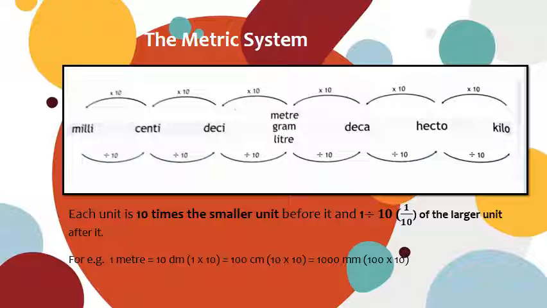In the same way, 1 meter is equal to 10 multiplied by 10, that is 100 centimeter, and 1 meter is equal to 10 multiplied by 10 multiplied by 10 is equal to 1000 millimeter, and 1 meter is equal to 1 by 10 decameter, and 1 meter is equal to 1 by 100 hectometer, and 1 meter is equal to 1 by 1000 kilometer.